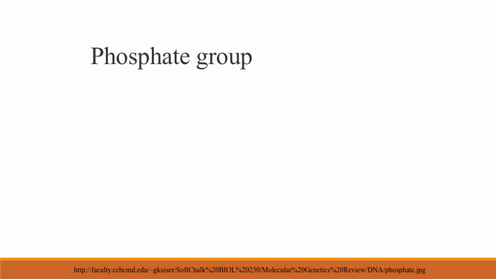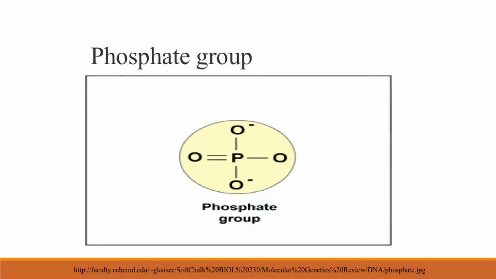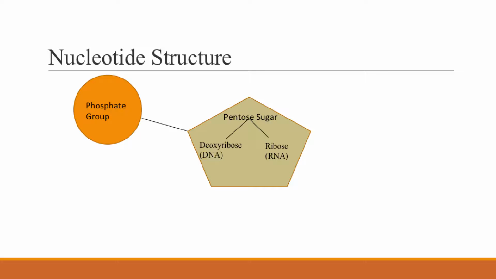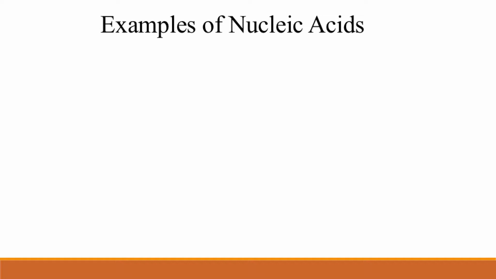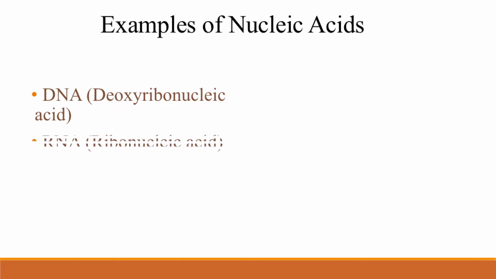Now the third component, the phosphate group. The structure is very simple with a phosphate in the middle and 4 oxygens surrounding it. And that is why we usually represent the phosphate in the form of a circle. Now if we go back to the nucleotide structure, it has a phosphate group which is attached to the pentose sugar. The pentose sugar are of two types, deoxyribose in DNA and ribose in RNA. Pentose sugar is attached to the nitrogenous bases. The nitrogenous bases are adenine, guanine, cytosine and thymine in DNA, and in RNA, the thymine is replaced by uracil. The two examples of nucleic acids are DNA and RNA.